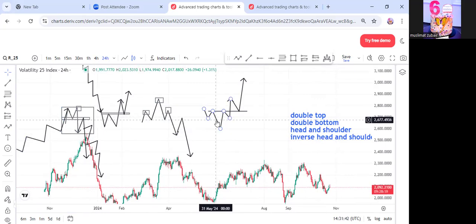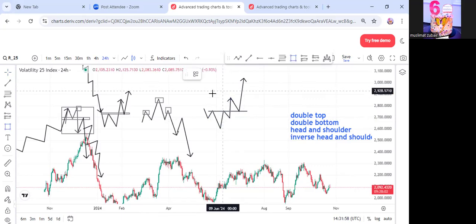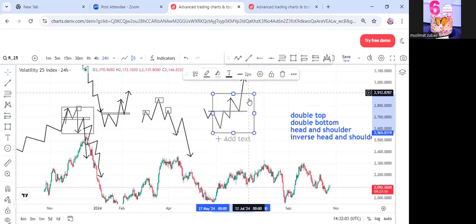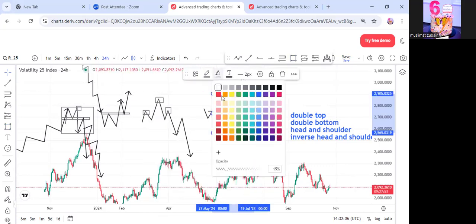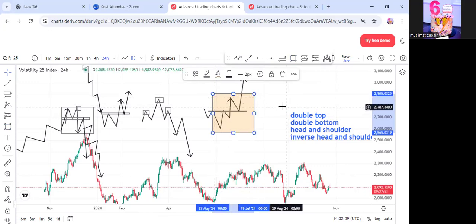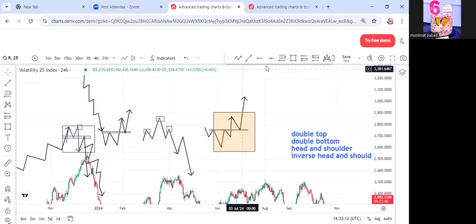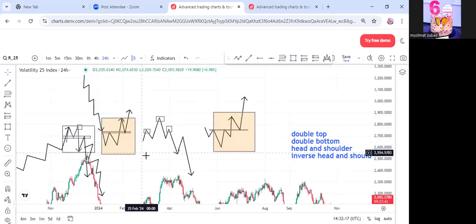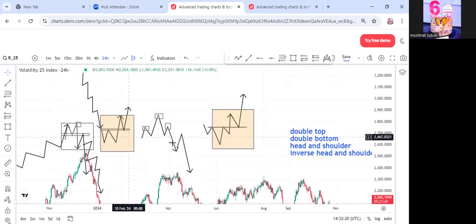It means if the market is bullish, when you see a double top or head and shoulder chart pattern, the market will go bearish. When the market is bearish, when you see a double bottom or inverse head and shoulder, the market will go bullish. So this inverse head and shoulder right here signifies a change from a bearish market to a bullish market, as well as the double bottom. They change the market direction from a bearish market to a bullish market.